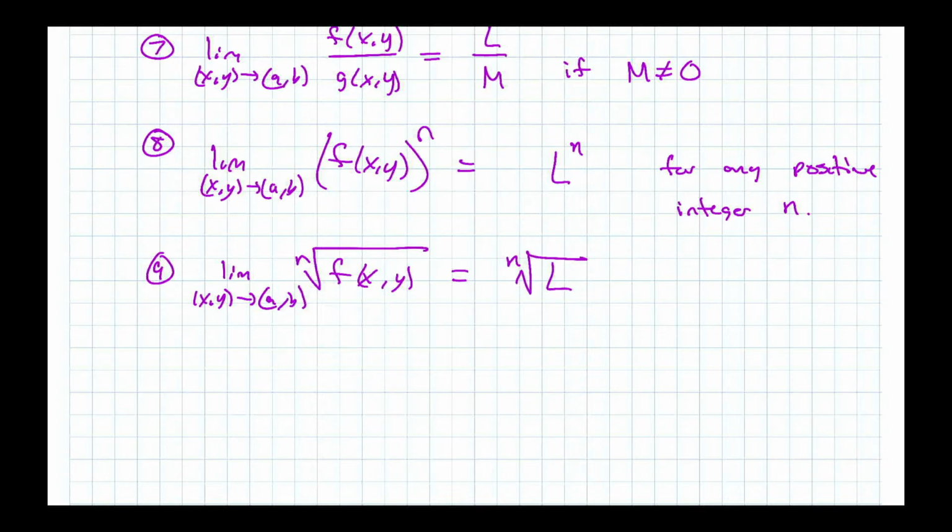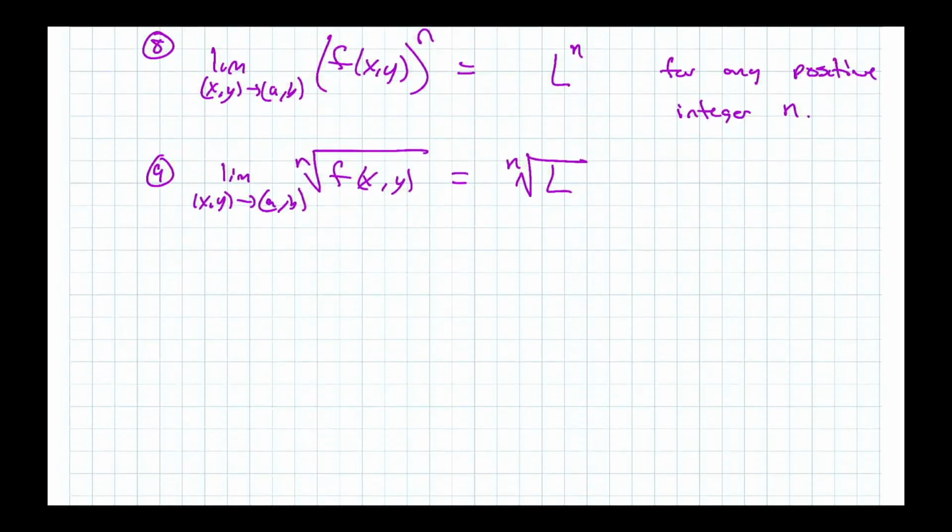Okay, I think that's it. So I think we're done. Let's see what they say. They say this is for all L. This is going to be if L is positive and n is even, right? Because you can't do a square root of a negative number, for example. You also can't do a fourth root, sixth root, eighth root of a negative number. You can only do odd roots of negatives. So if L is positive and n is even, or if n is odd.